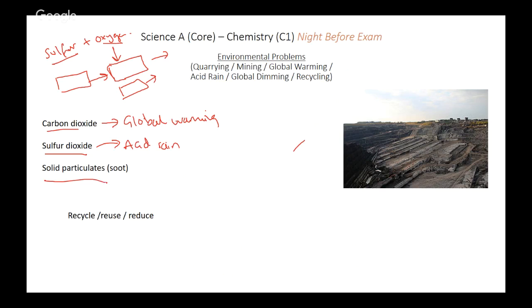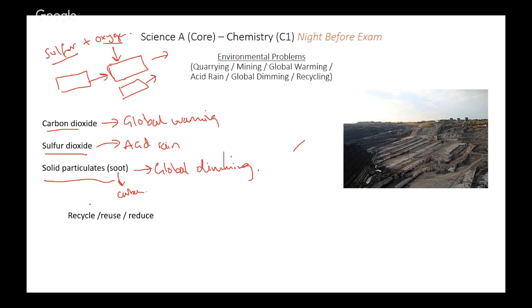Solid particulates then, caused by incomplete combustion, so that soot is carbon, but that causes global dimming. Not a massive problem in this country, but if you go further east, then big industrial countries like China have massive problems with global dimming because of the amount of solid particulates.